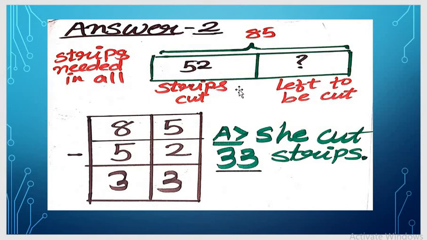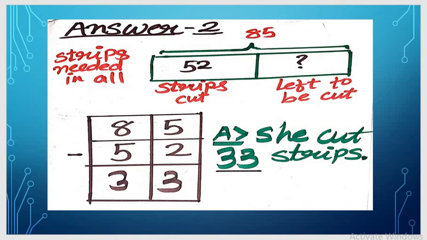And how to check the answer? Checking: 52 plus this answer 33. So we do in your rough work 52 plus 33. So how many? 85, all students. Okay. So now how can we solve this sum? 85 minus 52. So 5 minus 2 is equal to 3, and 8 minus 5 is equal to 3. She cut 33 strips. Okay, I hope you all understood.